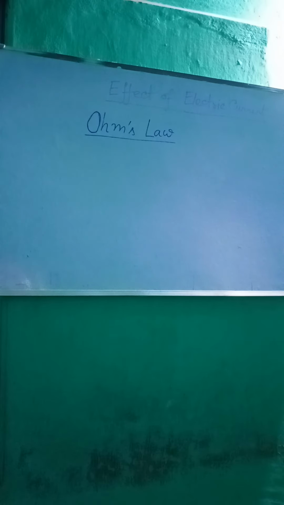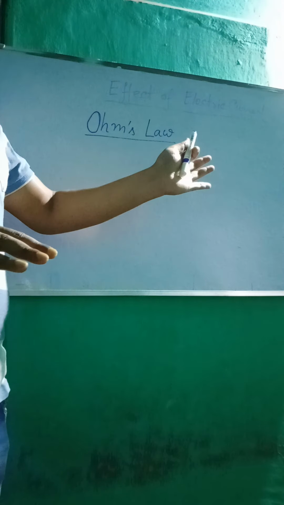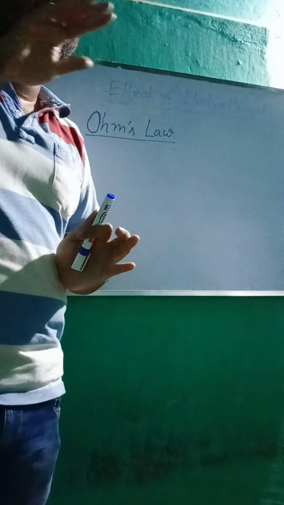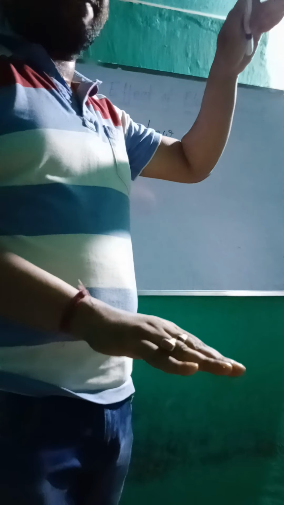Next we go to Ohm's law, the most important topic in this chapter. We know that water flows from a high water level to a low water level, and the flow of water will be more if the water level difference is more. So as the water level difference is more, the water will flow faster.